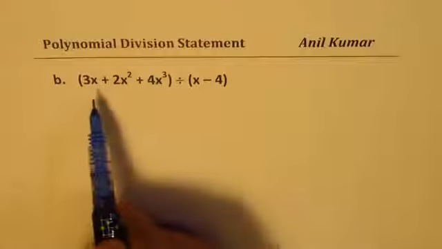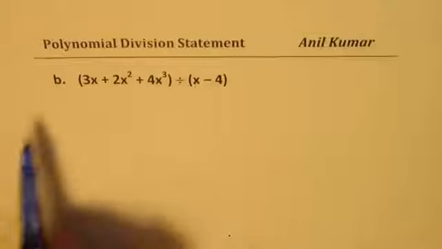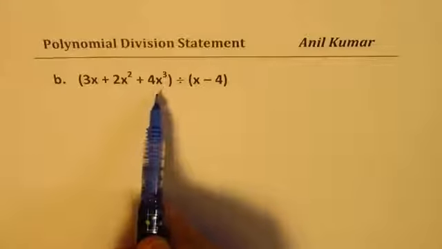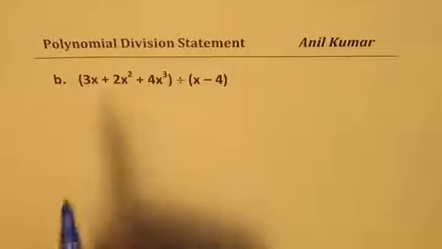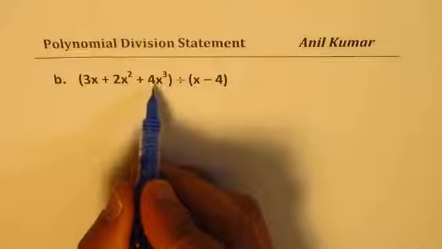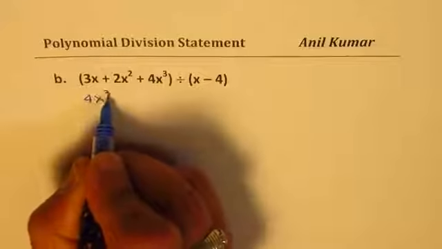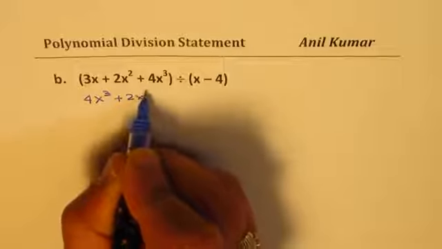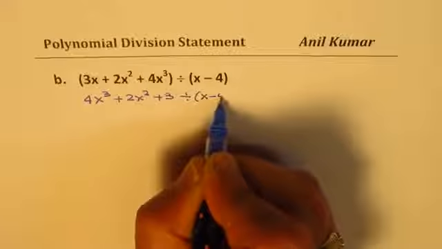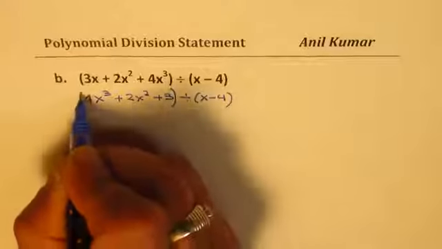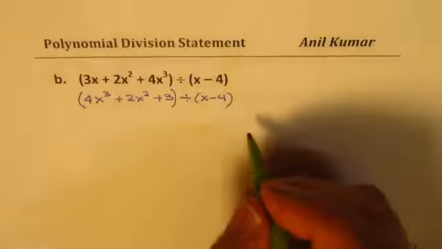B. 3x plus 2x squared plus 4x cubed divided by x minus 4. Now in this you will see that they are not arranged properly. So first step is we need to arrange them in order. Highest degree should come first. So the question now should be written as 4x cubed plus 2x squared plus 3x divided by x minus 4. Correct? So that should be the equation now, right? Now let's divide and get our result.